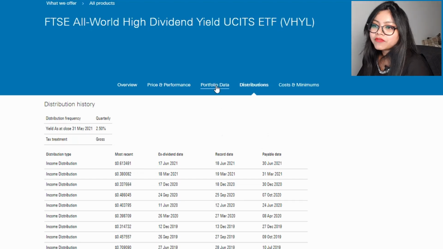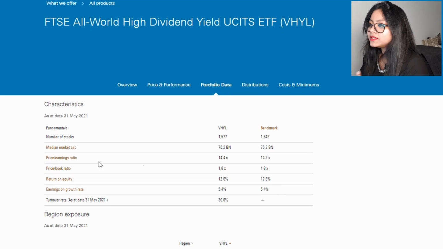And then if you look at some of their portfolio level data, again, because it's a passive fund, you expect the numbers to be similar to the benchmark, so nothing exciting there.